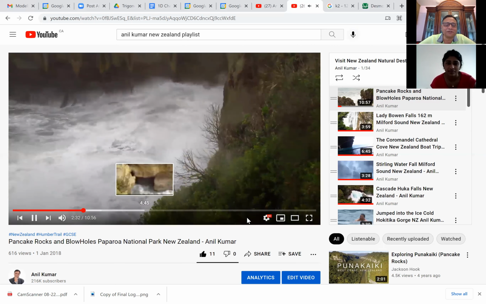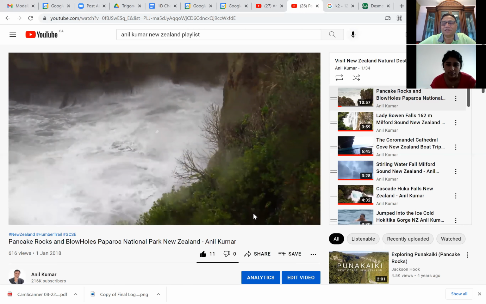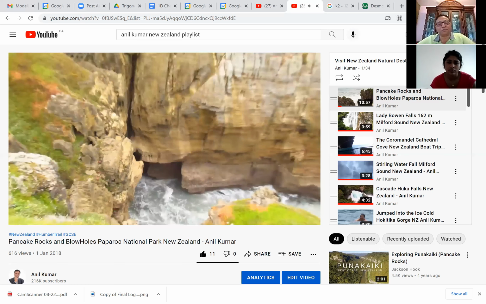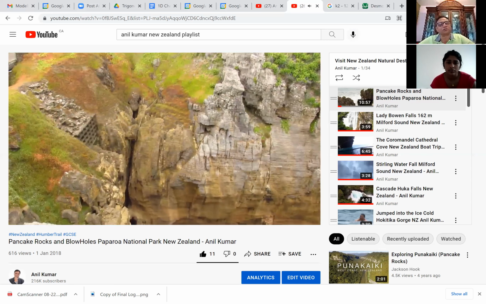I'll move forward and take you to the other part of it. I've shot this from different angles. I'd like to show you the place from different angles, and then we'll talk about a mathematical problem which can be solved. These are what we call blowholes, right? It'll go underneath that rock and it'll shoot from here somewhere.